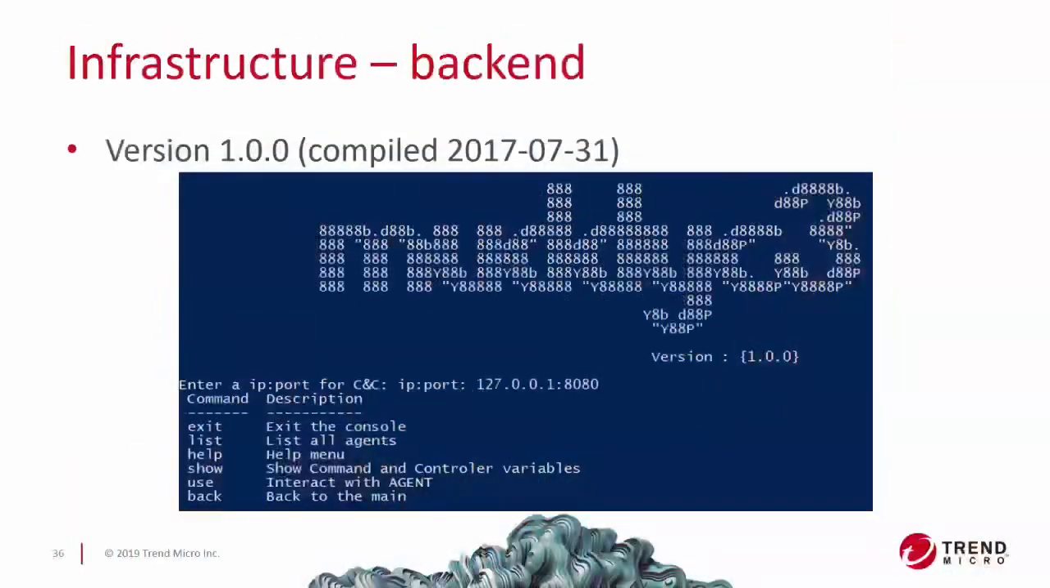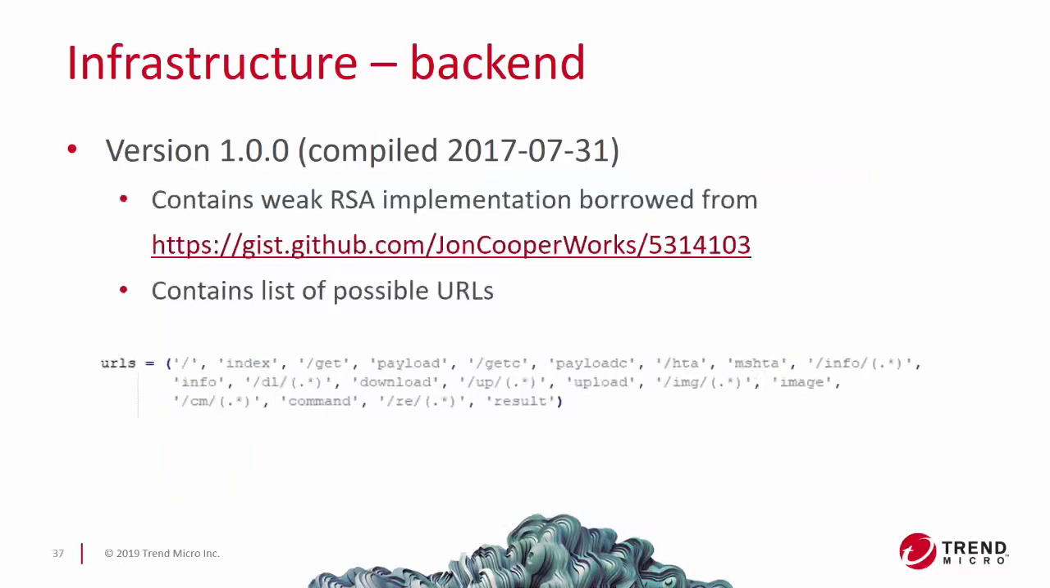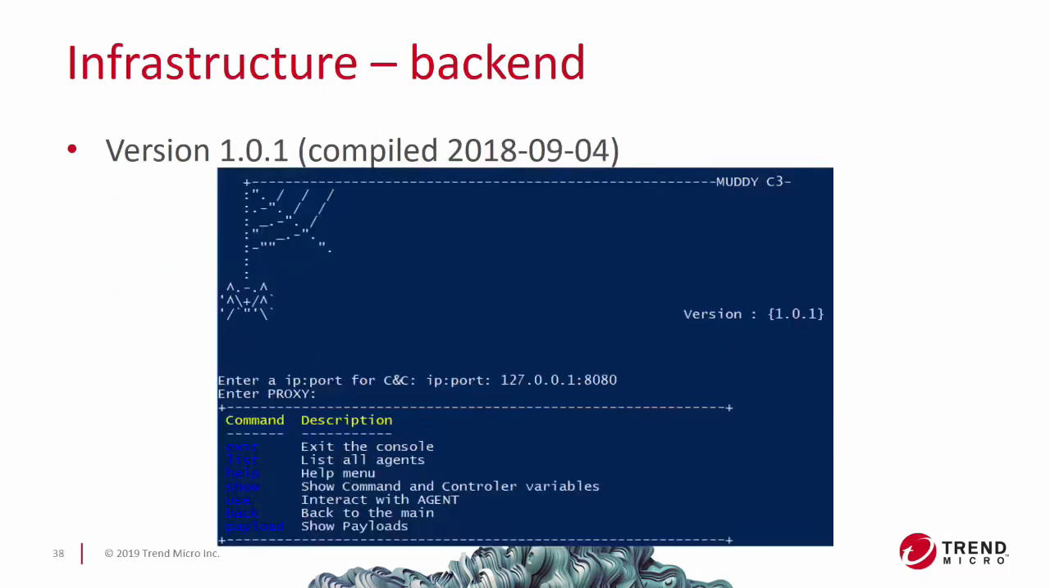This was the application version 1.0.0 running on the backend, and it had a nice ASCII art, Muddy C3. This is the list in the screenshot of the URLs which it implemented. Every time this CNC server was running somewhere, if you connected to any of these URL addresses, you got some results. I also mentioned here that they use some broken or weak RSA implementation. I'll talk a little bit later, in the last section, about the encryption. It was not very difficult to crack.